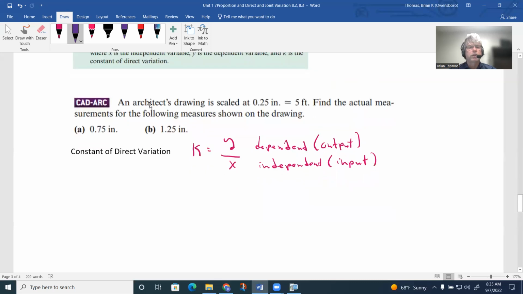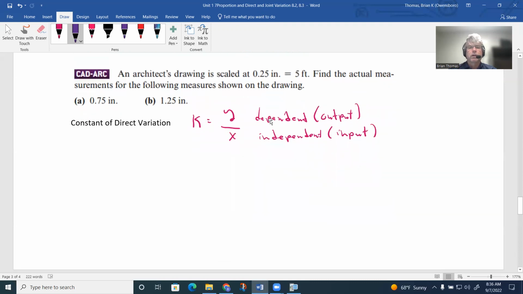So let's look at this question here. An architect's drawing is scaled at 0.25 inches equals 5 feet. Find the actual measurements for the following measures shown on the drawing. So notice how this again is a direct variation problem, because we have 5 feet is 0.25 inches. If you increase the number of inches, the number of feet should also increase. So that is a direct variation problem.